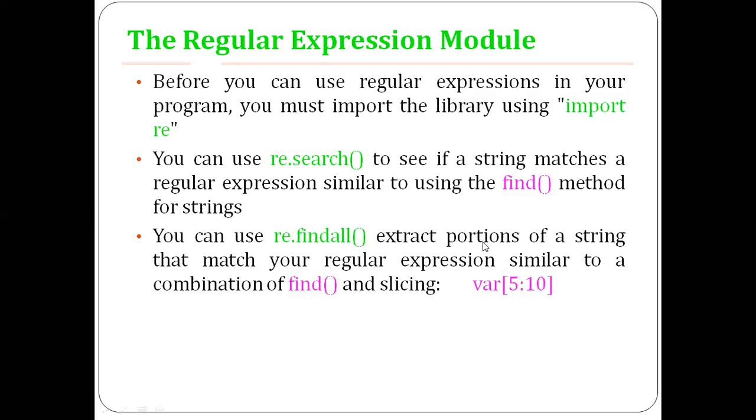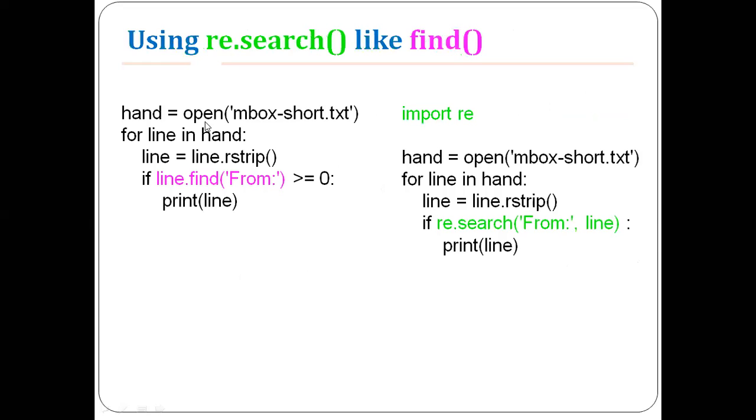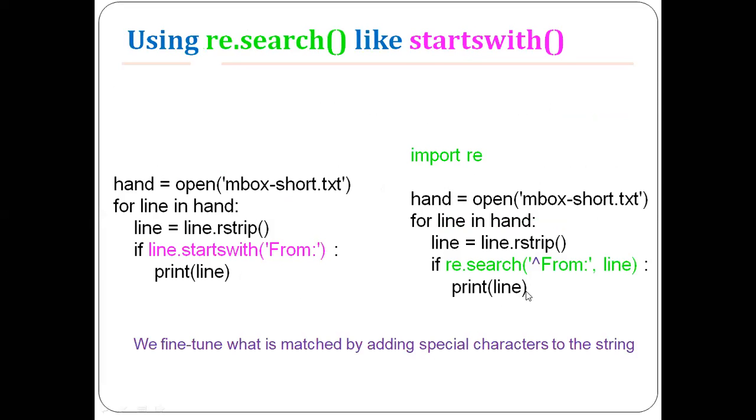You can extract the portions of a string that match your regular expression, similar to a combination of find and slicing. That is, you can extract a portion of a string. In the case of find, you return the string, whereas with search you return either a true or false value. Here you are extracting the substring from the given line. If it is present in the line, it will be extracted. If the regular expression is not present, it will go to the next line and try to locate the given regular expression.